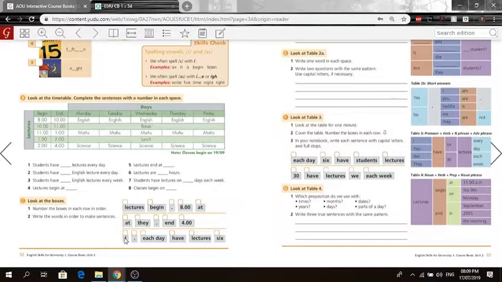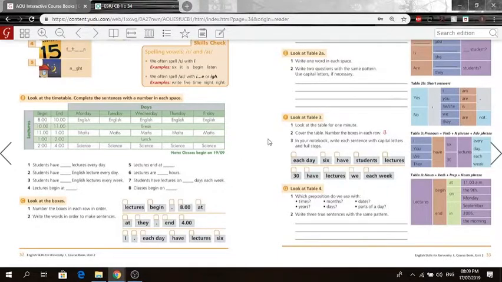So I'm talking about the sentence, not myself. So number 1 is "I", 2 is "have", and 3 is "6". So I have 6 lectures each day, and then the full stop. So it goes: 1, I; 2, have; 3, 6; 4, lectures; 5, each day; and finally the full stop.